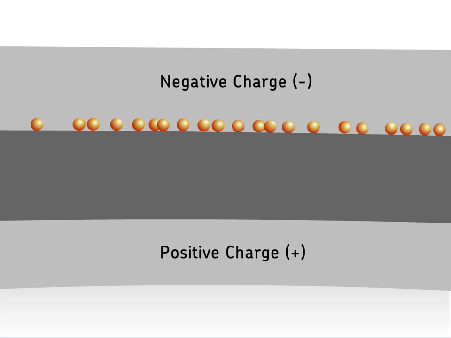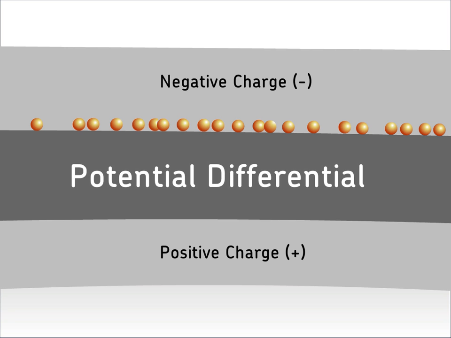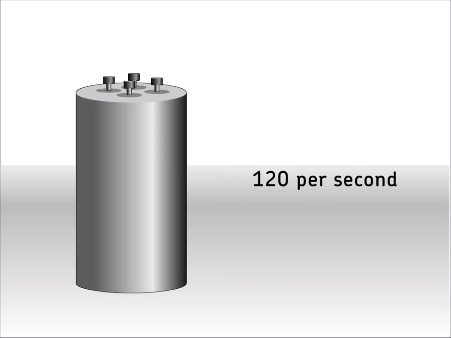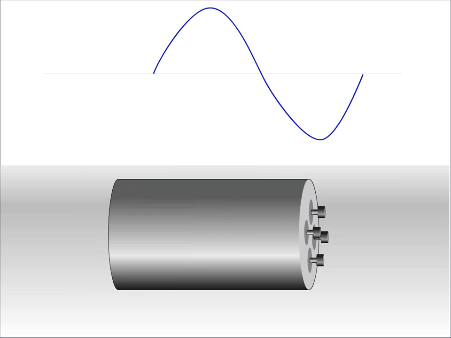Because the two strips, or plates, of metal foil are insulated by the dielectric, an excess of electrons, a negative charge, continues building on one plate and a lack of electrons, a positive charge, on the other. The difference in electrons between the plates is referred to as the potential differential. The capacitor not only stores energy, but releases it as well, 120 times per second in a 60 Hz AC circuit. This release of stored potential energy causes a delay in the normal current flow.